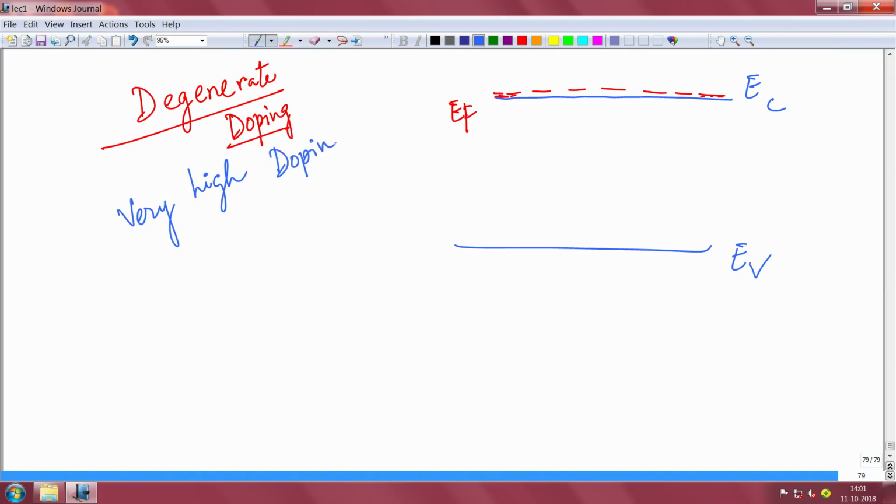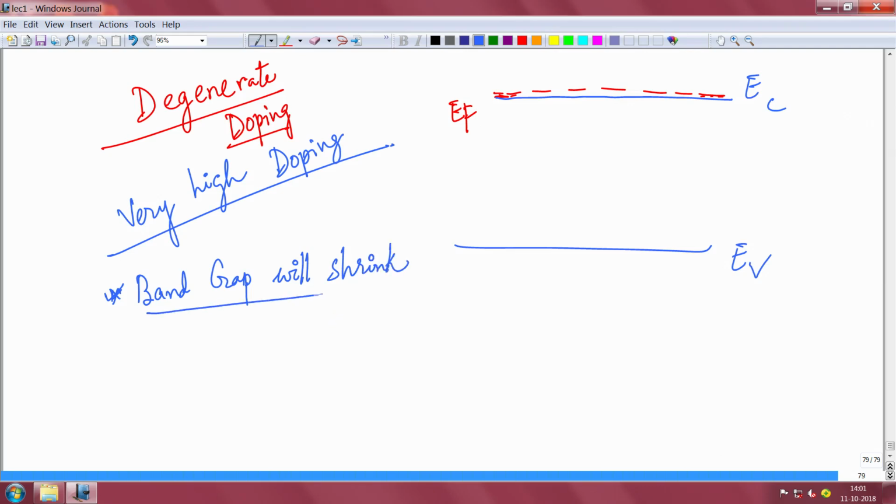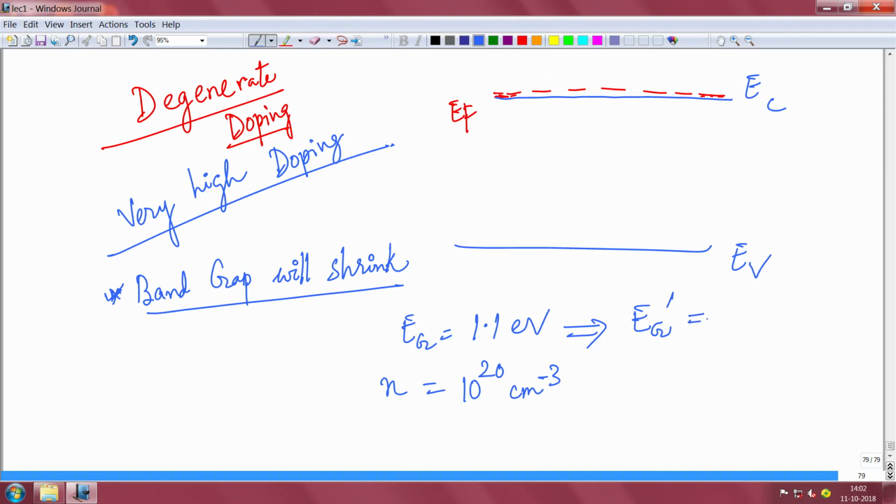With very high doping, what will happen? A couple of things will take place actually. One very important thing is that the band gap of the material will slightly shrink or reduce. When you dope very high, your band gap will slightly reduce. So for example, silicon band gap is 1.1 electron volt. If you dope it very high, suppose you dope it n-type with say 10 to the power 20, this band gap will now become slightly smaller. I don't know exactly how much, I forgot the value, but it might become 1 electron volt, or it might even become 0.9 electron volt.